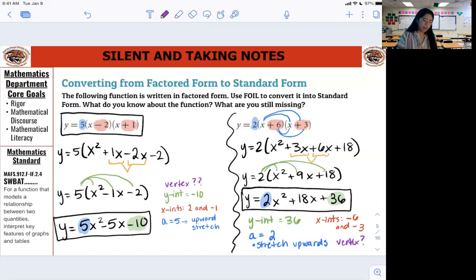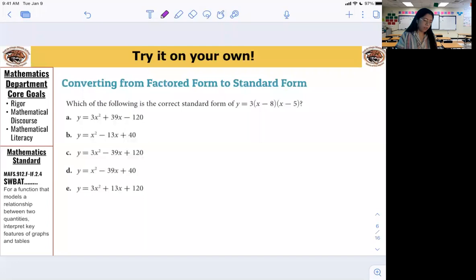All right, so now, which of the following is the correct standard form for this equation? Go ahead and work it out on your own, and you're going to answer it in the poll. The poll is multi-select, but only click one option, okay? There's only one correct response. And I know it goes up to F. That's just because I couldn't change that. But go ahead.